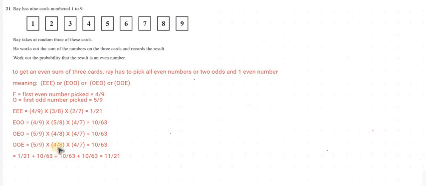9 goes down to 8, and then 7, and you pick the third card. So when you're done, the possibilities are that, or that, or that, or that. You add them all together, and you end up with the total probability, which is 11 over 21.